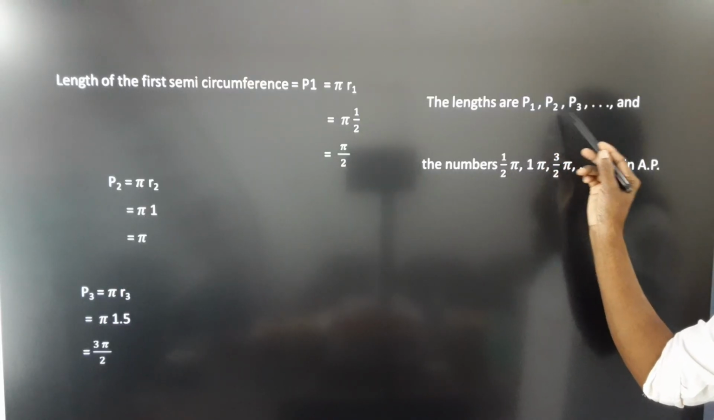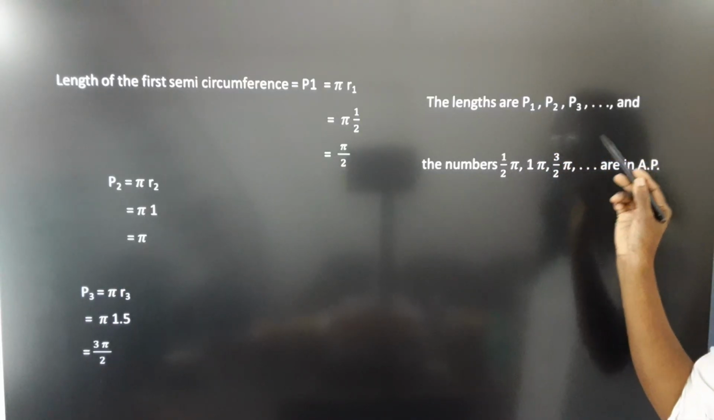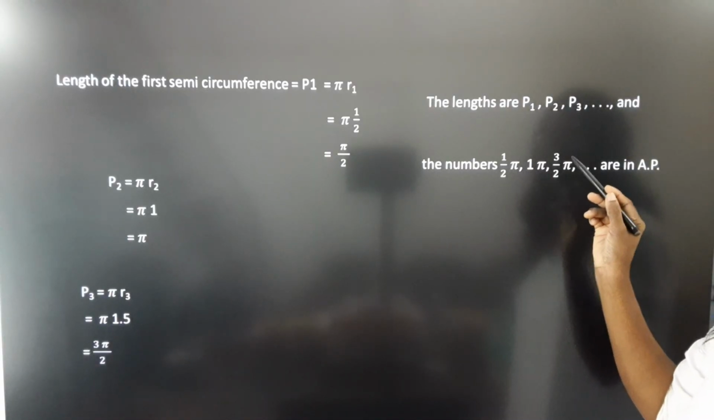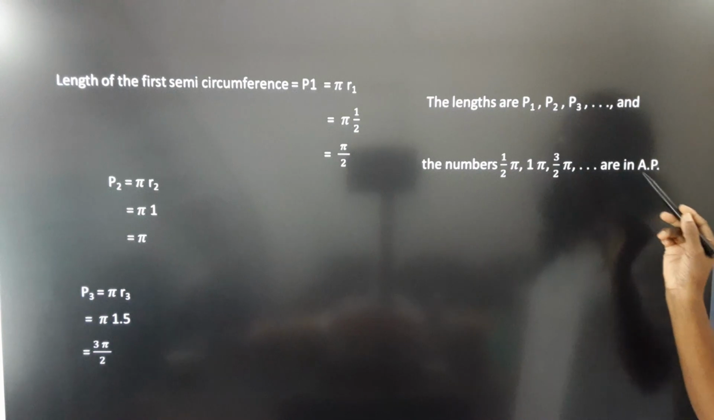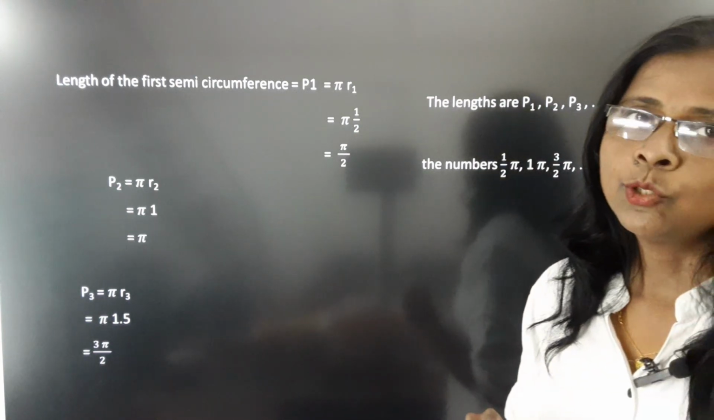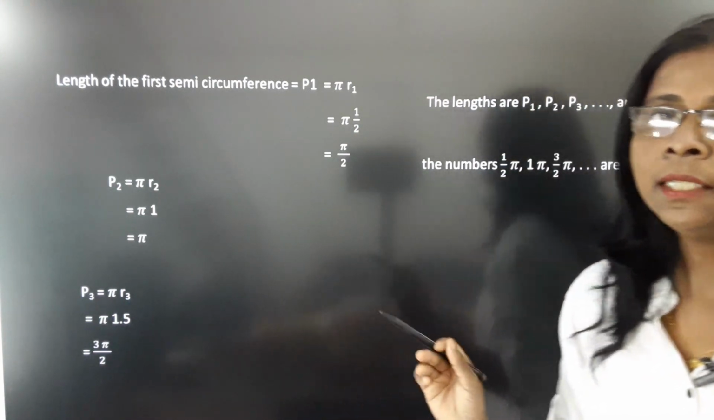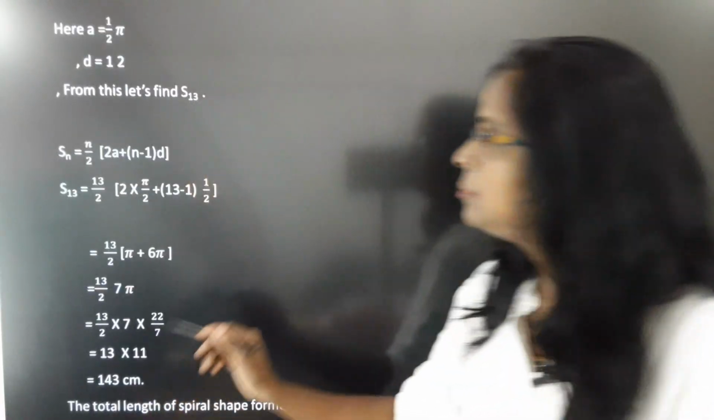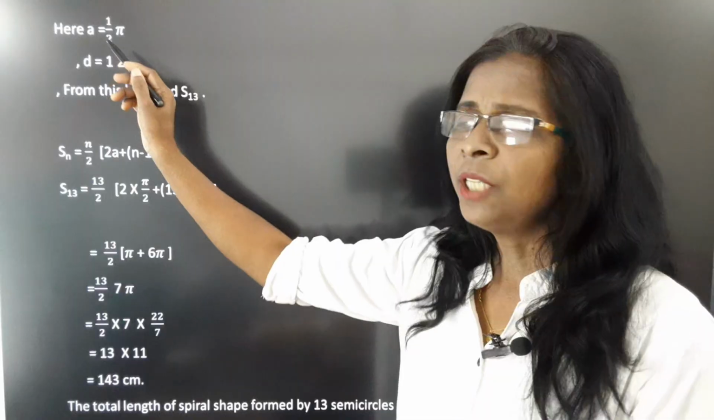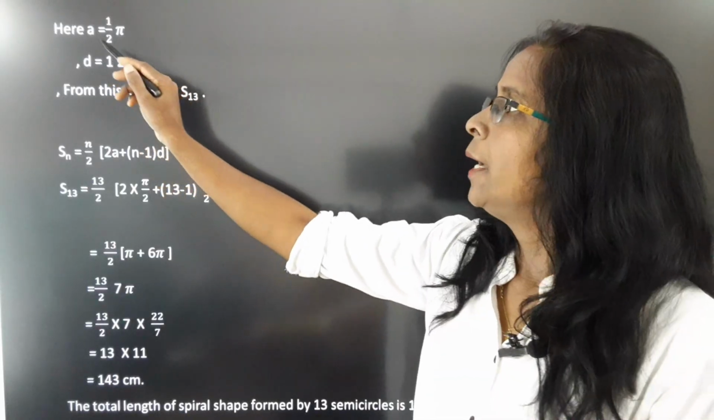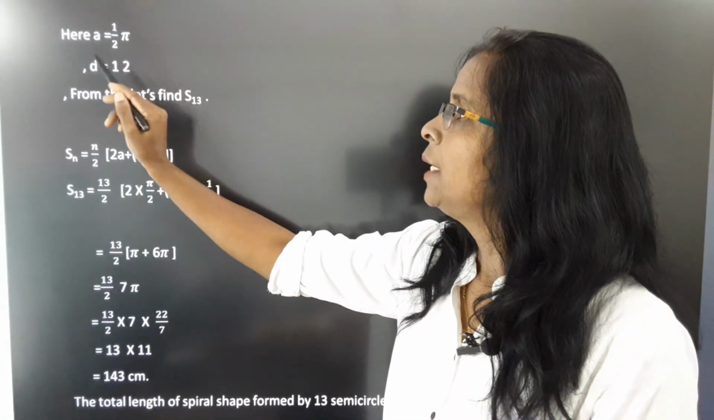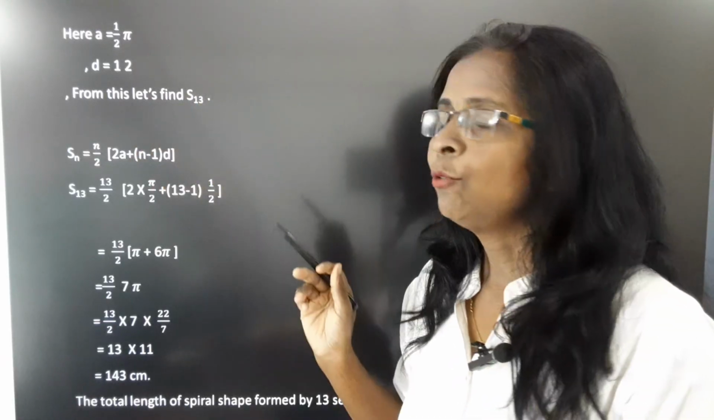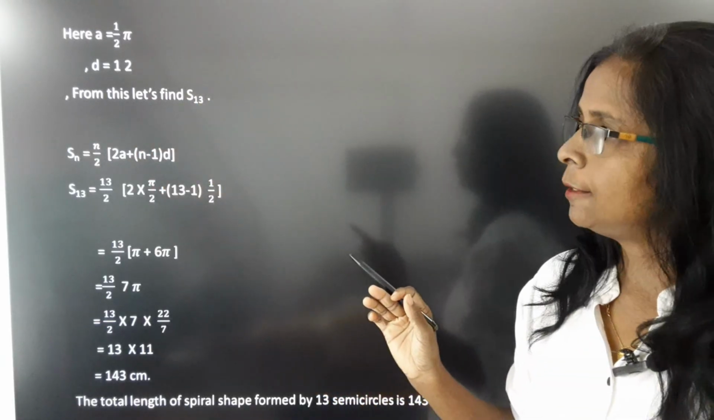And here the lengths are P1, P2, P3, and so on. That means the numbers 1 upon 2 pi, 1 pi, 3 upon 2 pi are all in AP. So this will be the sequence, and this sequence is in AP. So next, from the AP we can conclude that A is equal to 1 upon 2 pi, D is equal to 1 upon 2, and from this we have to find out S13.